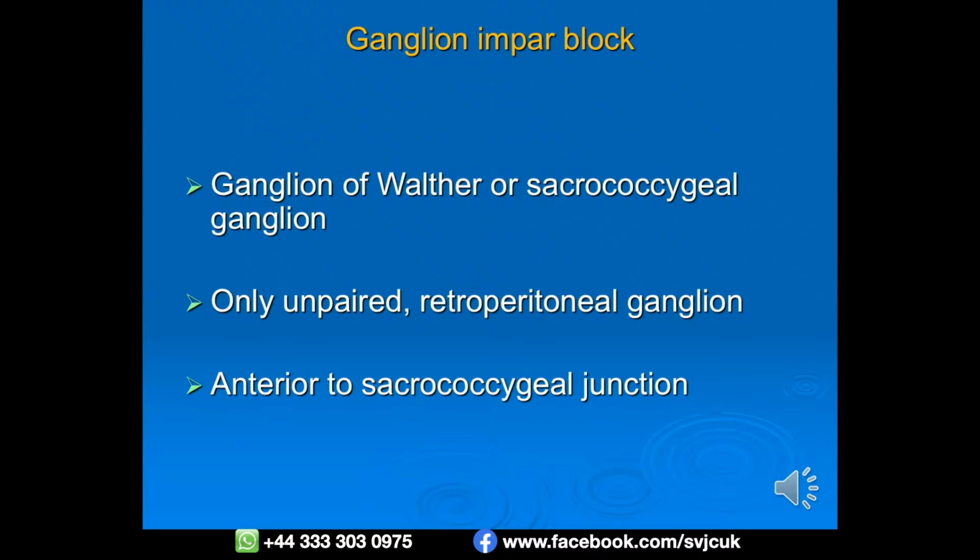Another commonly used block is ganglion impar block, and it's fairly easy to do with very few side effects, and it's really good to know if you're treating various kinds of pain. The ganglion is known as the ganglion of Walther or sacrococcygeal ganglion, and it's the only unpaired retroperitoneal ganglion, which lies anterior to the sacrococcygeal junction.